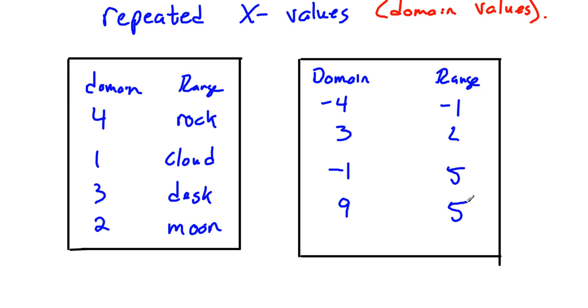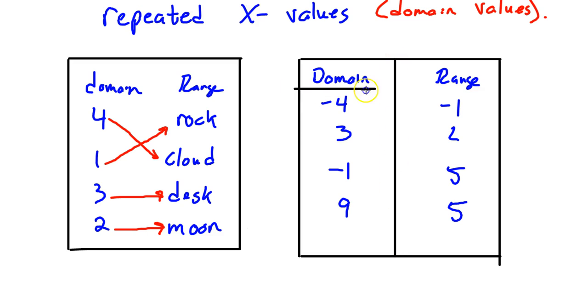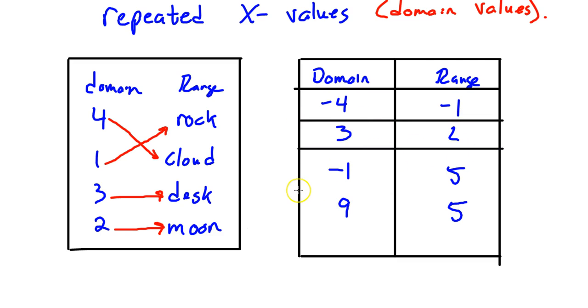Okay, now, depending on how they set these up, sometimes they'll use arrows, like they'll have 4 going to the cloud, 1 going to the rock, 3 to the desk, 2 to the moon, or they may just give it to you as a set of ordered pairs. It may look something like that. Now, what we'll do is we'll do one more over here. Okay, so here's 2 different examples where sometimes they use arrows, sometimes they use just ordered pairs in a box form.